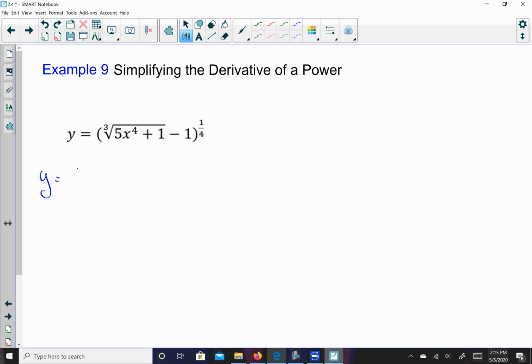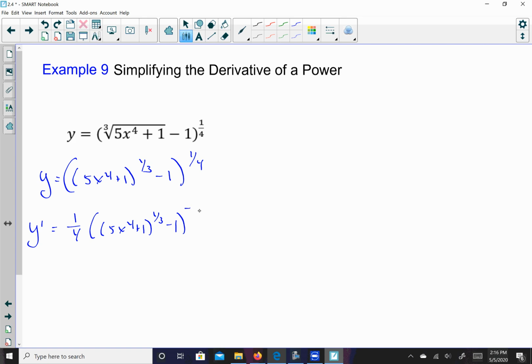I'm going to make this 5x to the fourth plus 1. That's raised to the 1/3 power minus 1. And this whole thing is raised to the 1/4 power. So this is just strictly using the chain rule. So I'm starting from the outermost function, which is that 1/4 power, and working my way in to get to that x. So to take the derivative, I'm going to take 1/4 times 5x to the fourth plus 1 to the 1/3 minus 1.